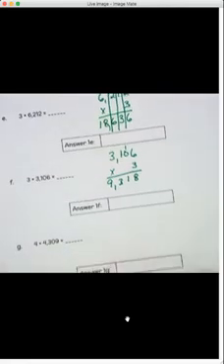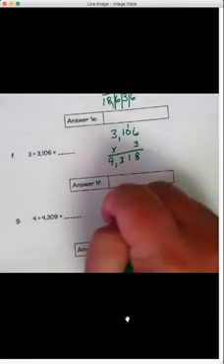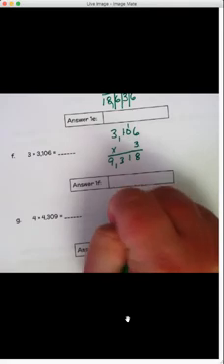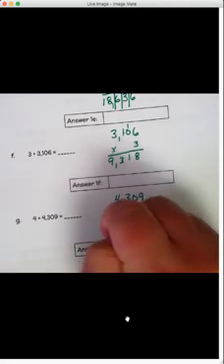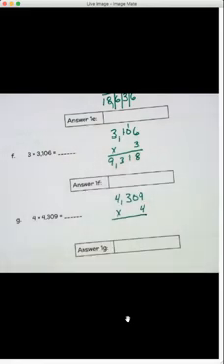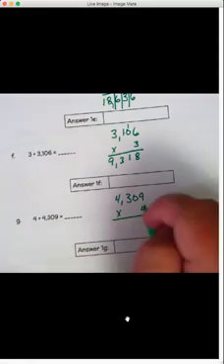Right, let's move to the next problem. Let's have a race this time. See if you can beat me. 4,309 times 4. Don't get ahead. Don't start yet. I see you cheating. I'm just kidding. All right, you ready? On your mark, get set, go.